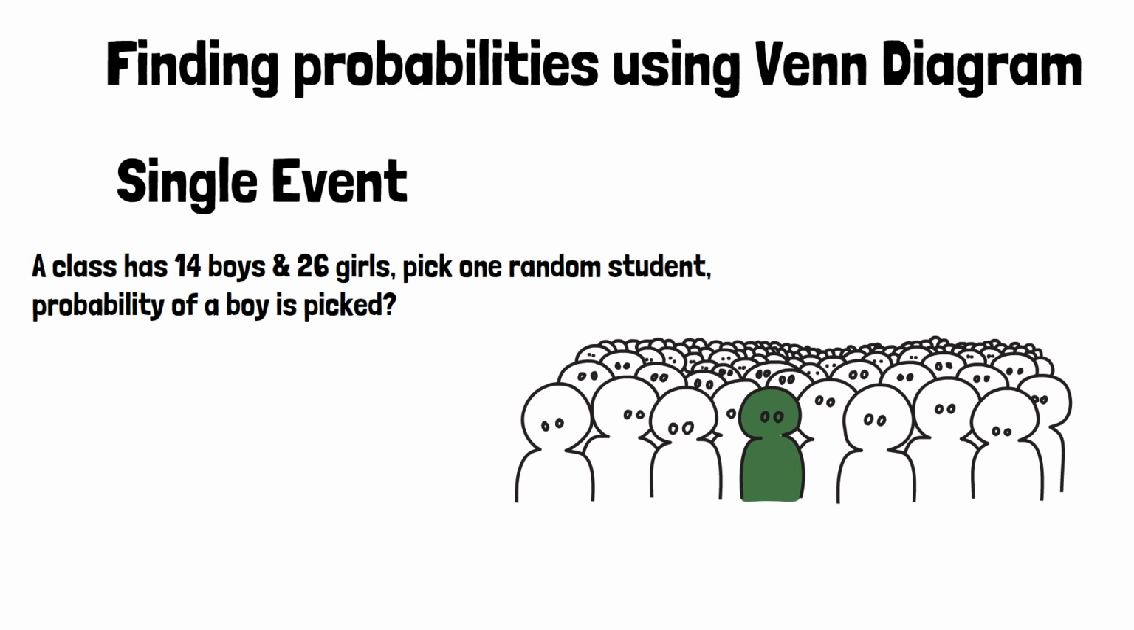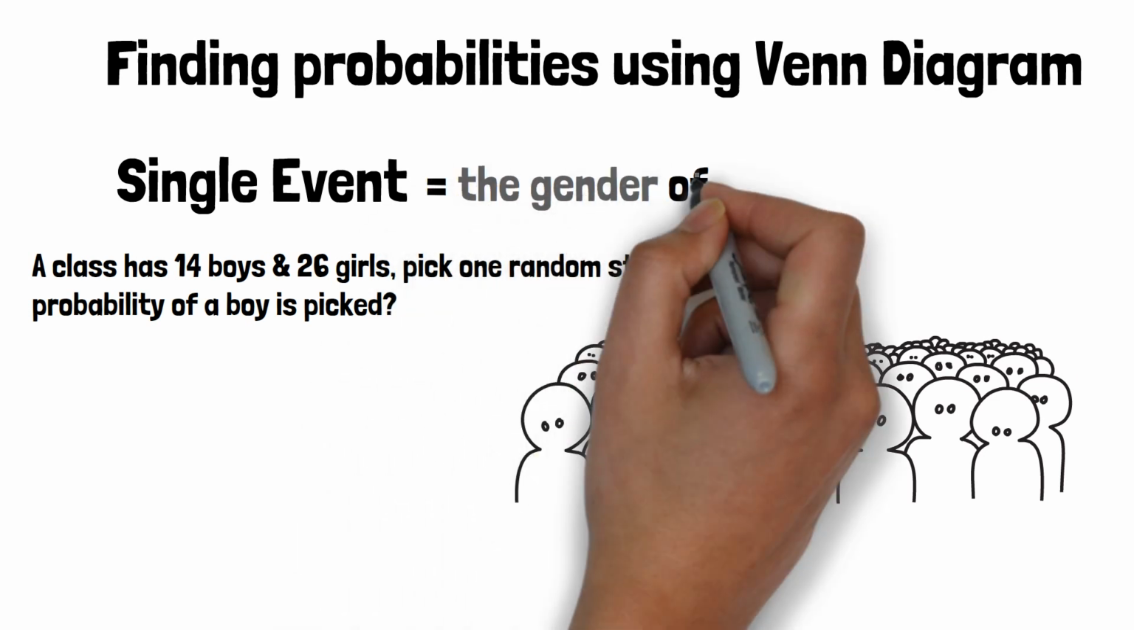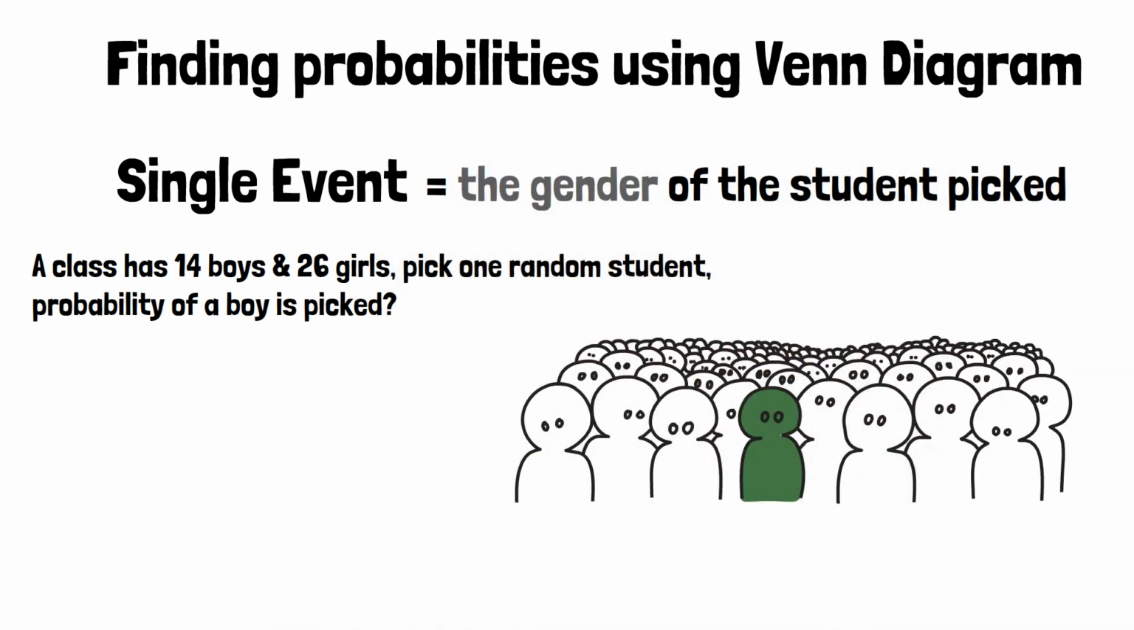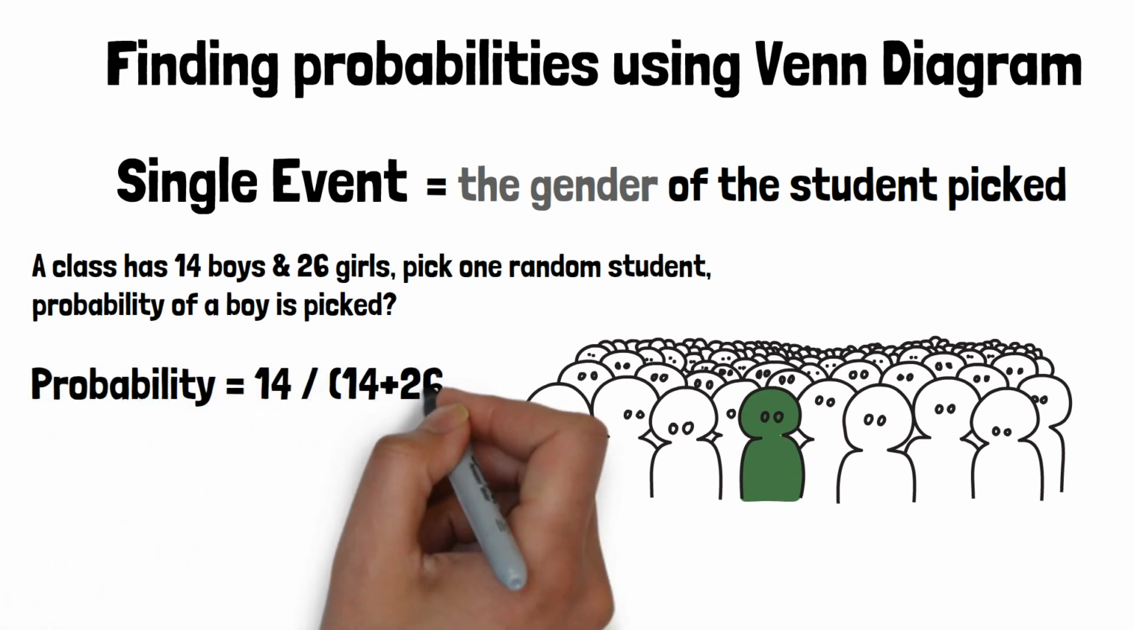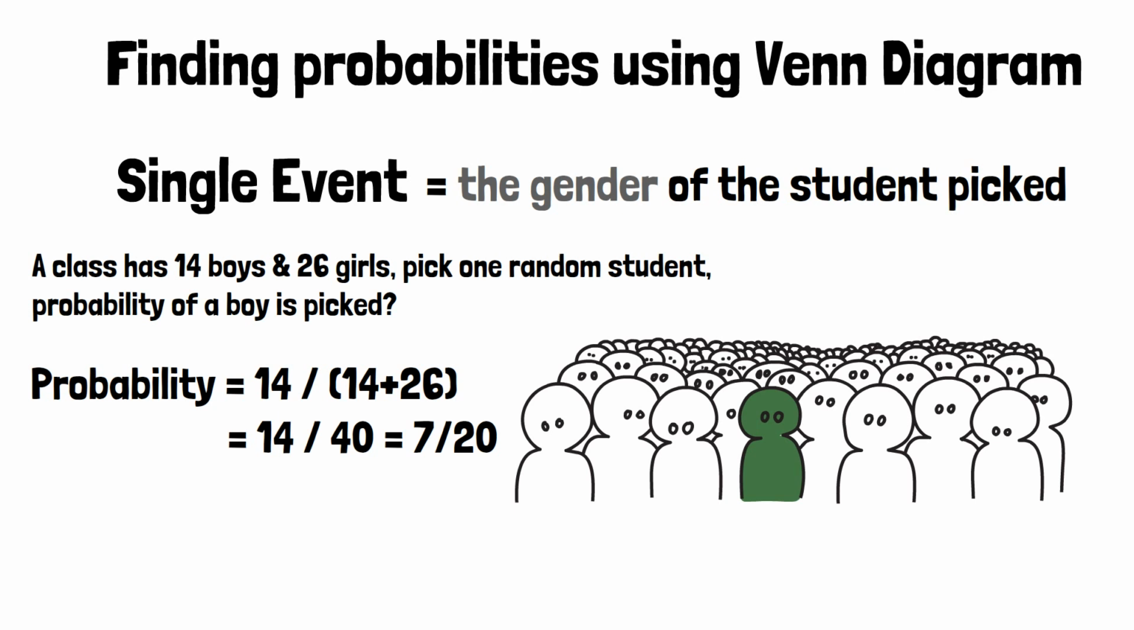This question is about a single event, and that event is the gender of the selected student. The calculation method is the chance of picking a boy is a total of 14 boys divided by a total of 40 students in the class. The chance is 14 out of 40, which is 7/20.